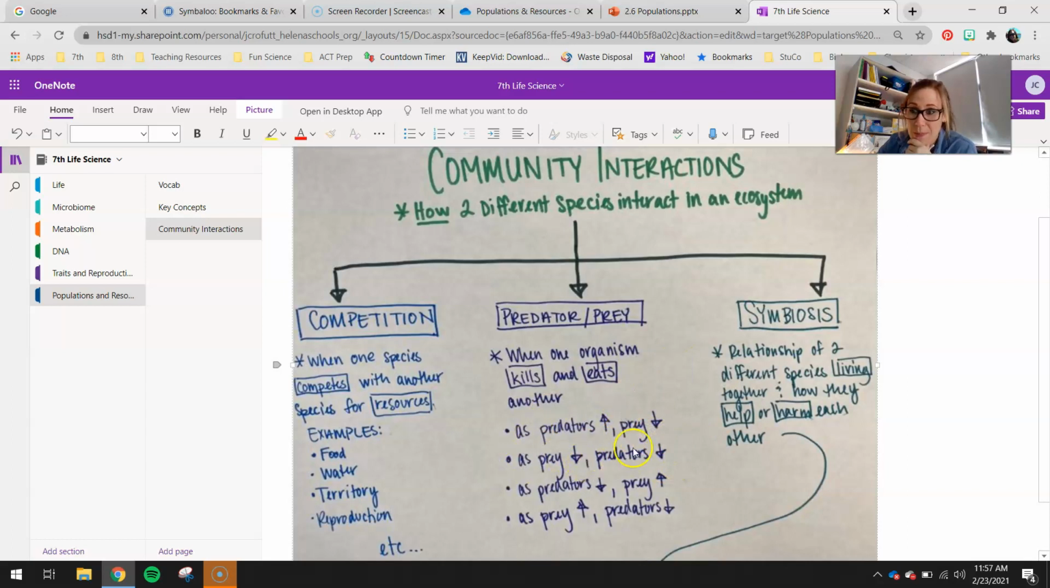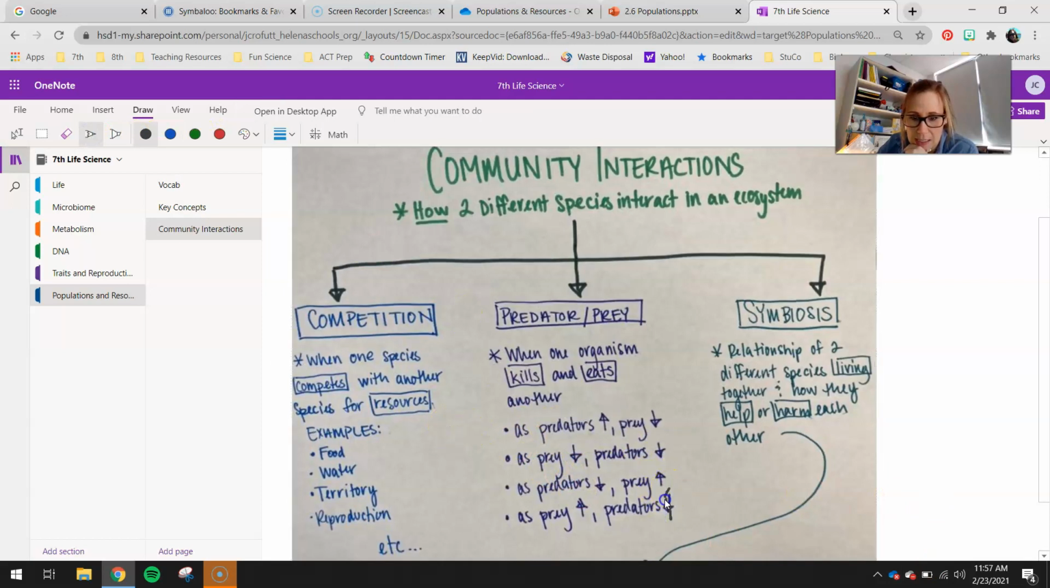As our prey go down, our predators are running out of food, so they are going to decrease as well. When our predators decrease, our prey are able to grow and reproduce a little easier with fewer predators eating them, so they increase. And then as our prey increase, our predators will start to increase as well. That's a mistake right there. That should be a big fat arrow going up, so you can go ahead and change that.